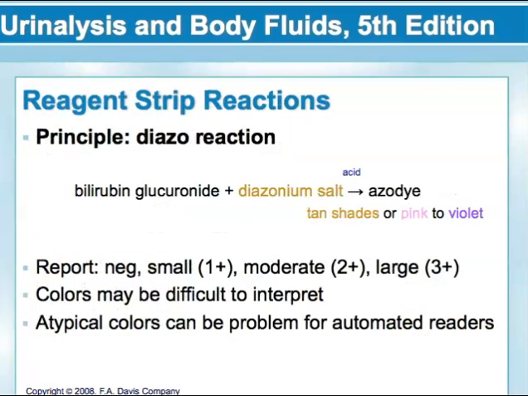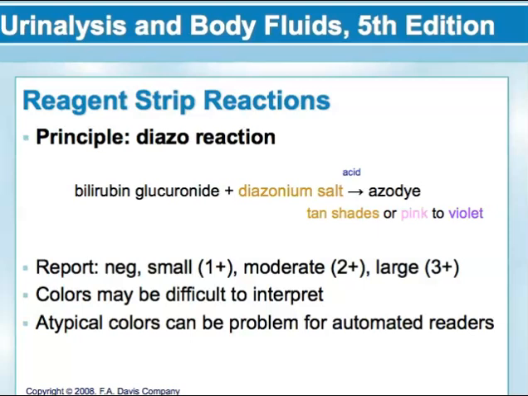Okay, reagent strip reactions. So the principle of the test is what's known as a diazo reaction. In the reaction, bilirubin reacts with a diazo salt, which is a type of organic compound, and there's a different salt used for each manufacturer of strips, in an acid medium to produce an azo dye. The color results can range from tan to pink to violet.